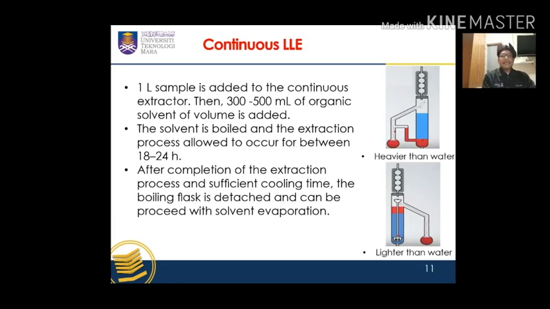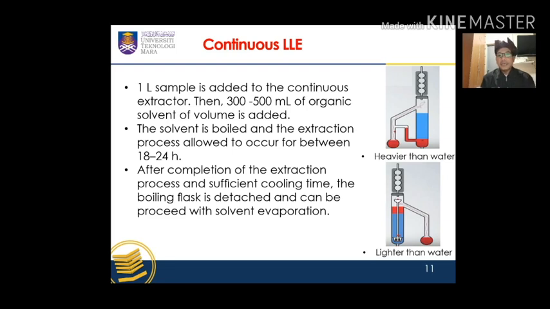Typically, in the continuous liquid-liquid extraction process, 1 liter of sample is added to the continuous extractor. This is the picture of a continuous extractor. Then you can adjust the pH if necessary according to the optimized conditions. Then 300 to 500 ml of organic solvent is added to the distilling flask together with several boiling chips. The solvent is then boiled using a water bath, and the extraction process is allowed to occur for 18 to 24 hours.